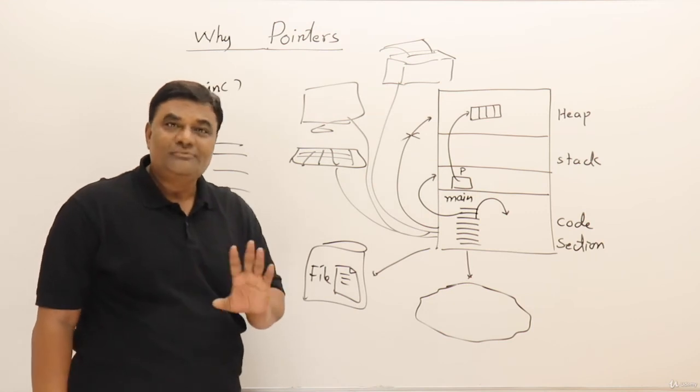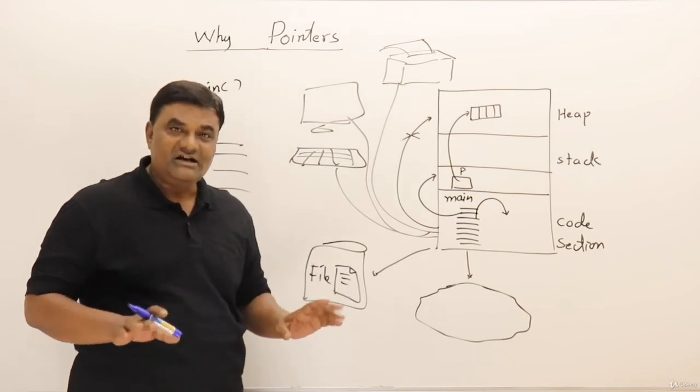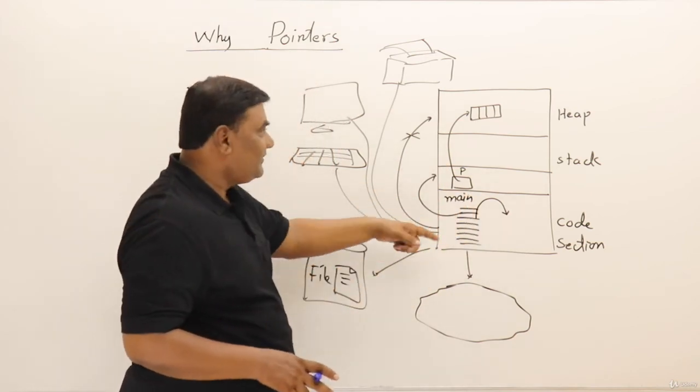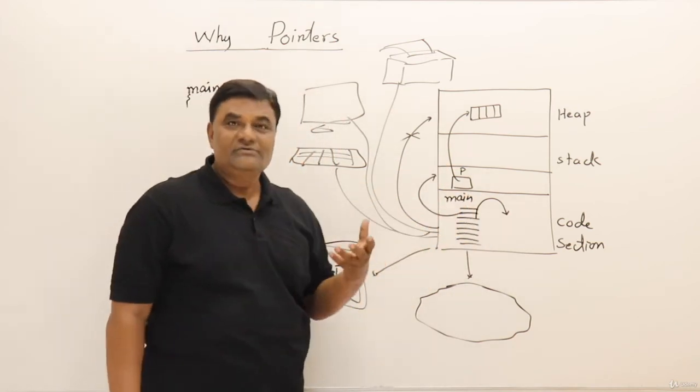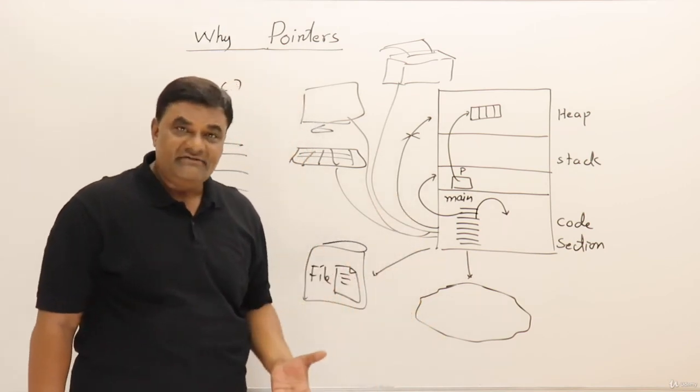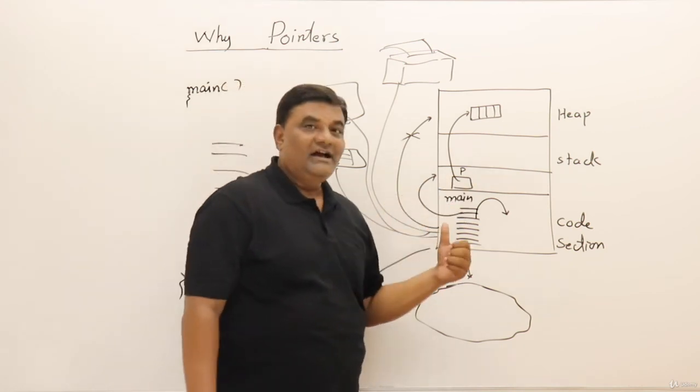So there is no system programming possible using Java and C#, but as C and C++ have pointers, they allow us to access all the devices. So we can do system programming, we can develop even operating systems, we can develop device drivers. The only reason is we have pointers.